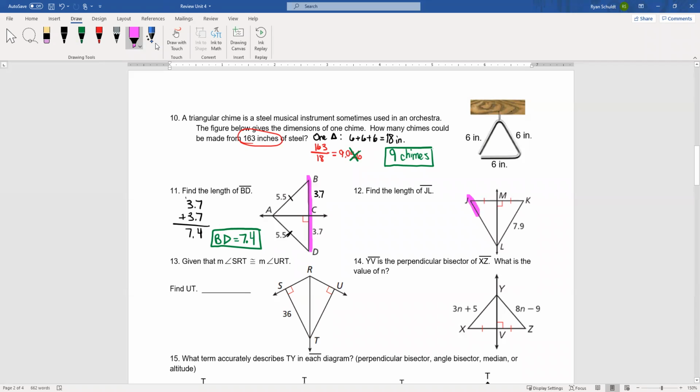Now they ask you to find JL. Again, we have a perpendicular bisector. The line LM is perpendicular to JK, and it's cutting JK in half. So that means JL and LK have to be the same. So JL 7.9. Well, I think we just answered our question. Found the length of JL. JL is 7.9.